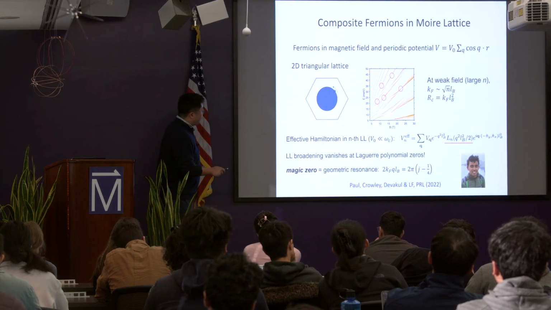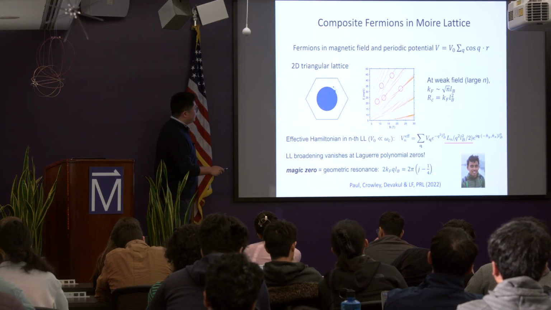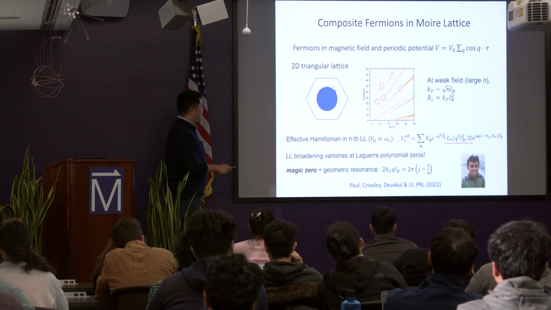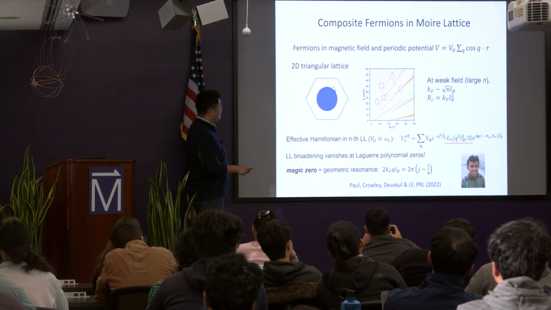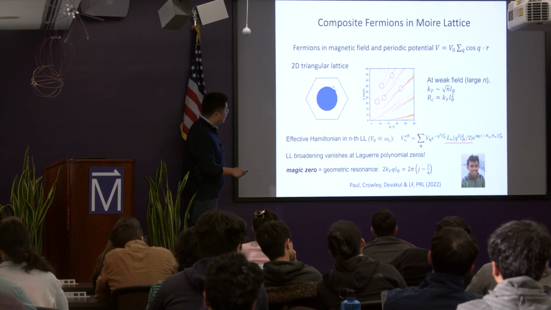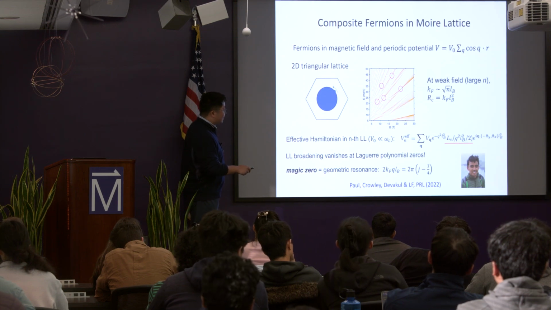And in particular, when the cyclotron energy is much smaller than the Fermi energy, when we are in the weak field limit corresponding to the large Landau level index, one can express all these Landau level indices at the Fermi level.